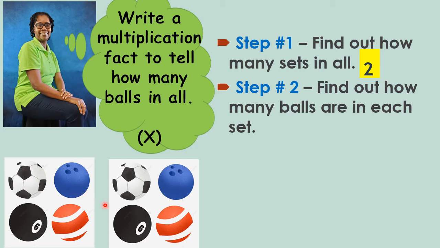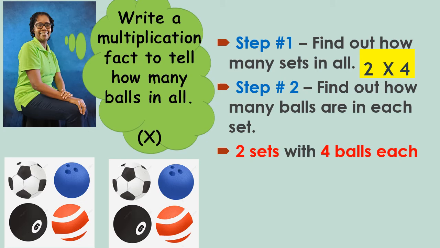And if you can see, set 1 and set 2 are the same. So if there are 4 balls in set 1, there are also 4 balls in set 2. So instead of adding up all these balls, we are going to multiply 2 times 4. So we are going to put our multiplication sign and the number 4. So it's 2 times 4. This represents 2 sets with 4 balls each.